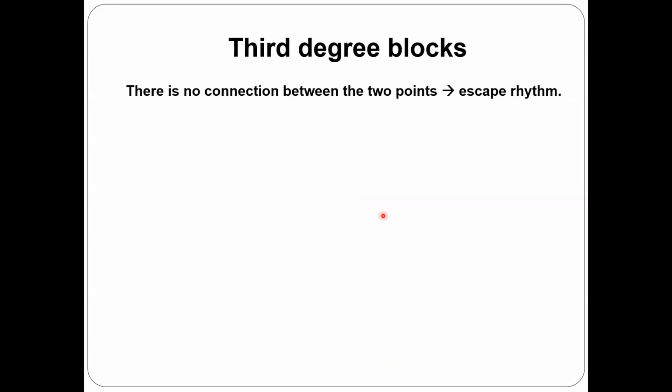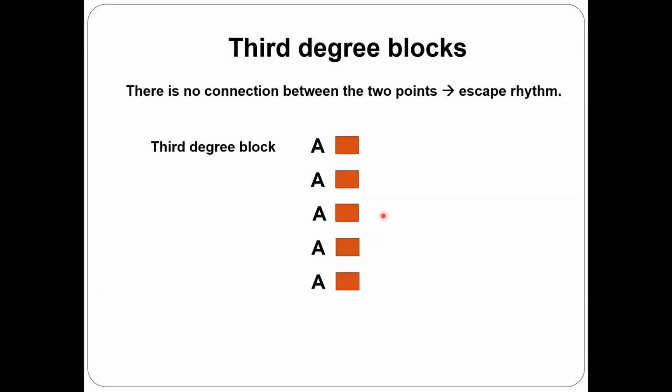Now, third degree block means that there is no connection between these two points. So not at all, forever. All right, this means we do have a lower center taking over, and that gives an escape rhythm.